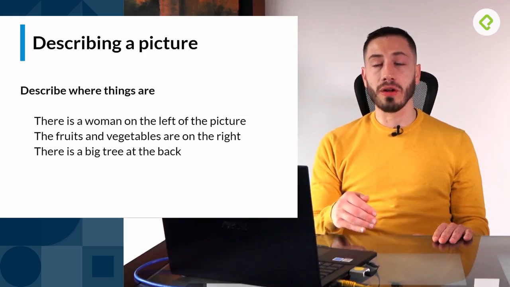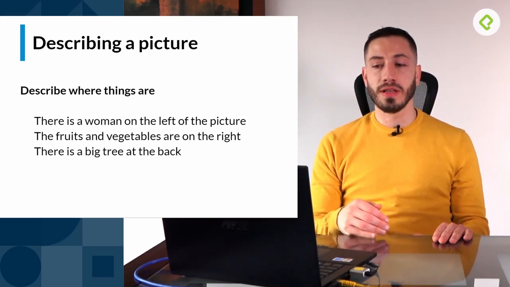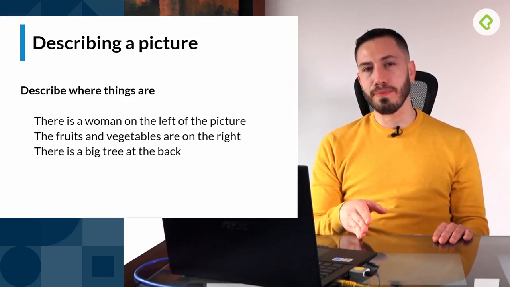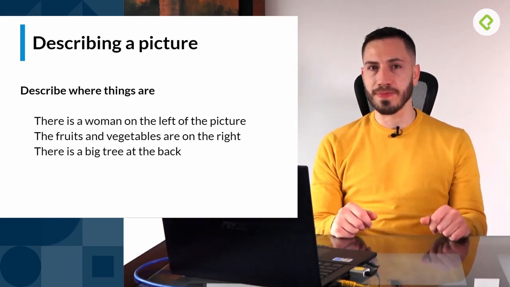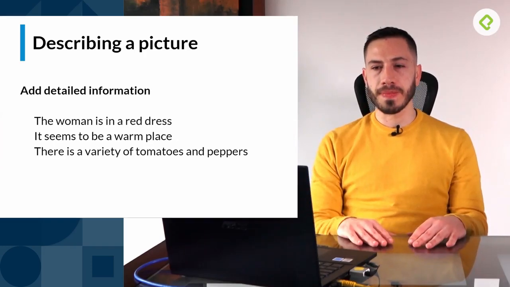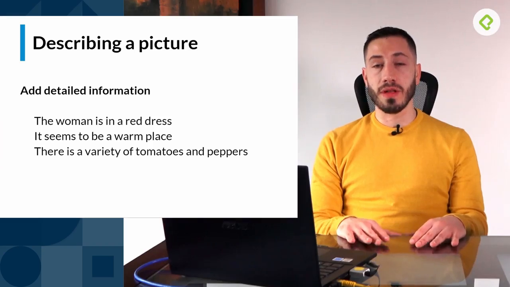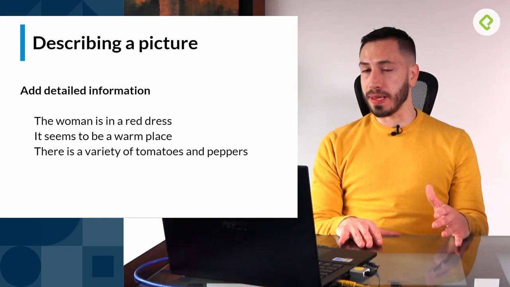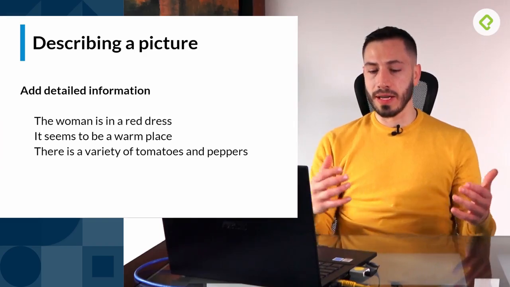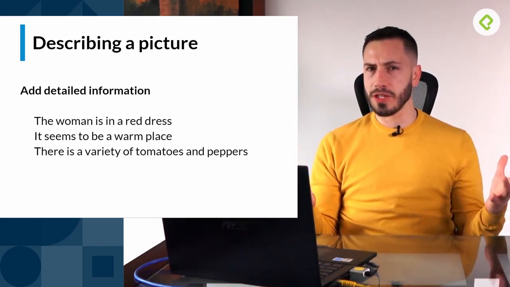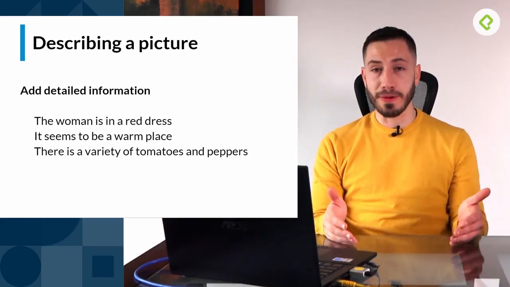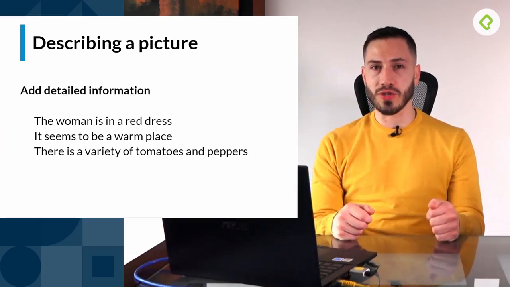There is a woman on the side of the picture. The fruits and vegetables are on the right, and there is a big tree at the back. Did you see the tree? It's not very easy to see at first sight. Detailed information. The woman is in a red dress. It seems to be a warm place, right? If you look at their clothing, you might think it's not cold, it's warm. And there is a variety of tomatoes and peppers, which is what they are selling on the street market.